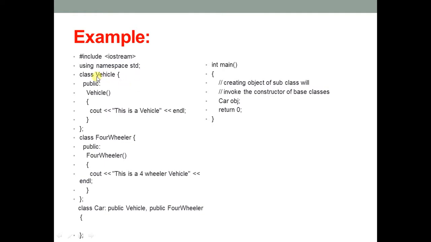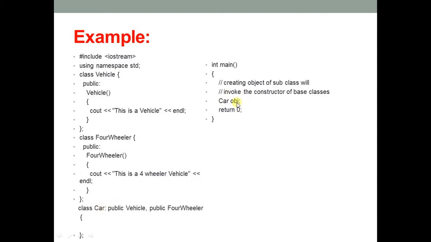You can see here we have declared one class, vehicle, and only one constructor is defined. Then there is class four-wheeler, which again has one constructor, and from here we are deriving a class called car. This is the derived class. You can see here public vehicle, vehicle is the first base class, and after that public four-wheeler is the second base class. And this is the main function. From the main function you can see we created the object for car, the derived class.